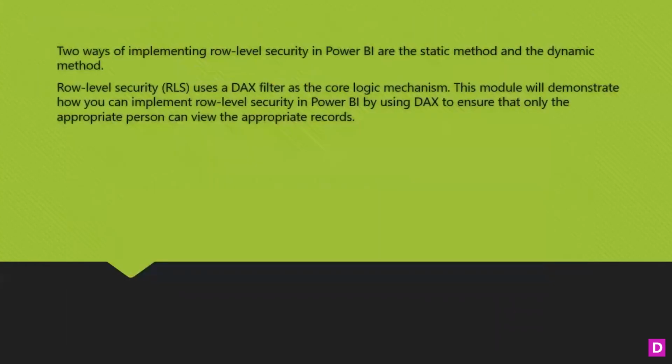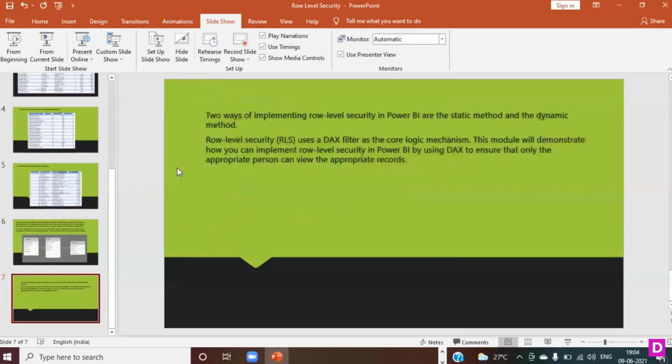For that, we will use row level security. I'll show you how to do that. A little bit of DAX expression will definitely be required there, so we'll understand them practically now. As I told you, we have two options here to implement: static row level security and dynamic row level security. First we'll talk about static row level security.